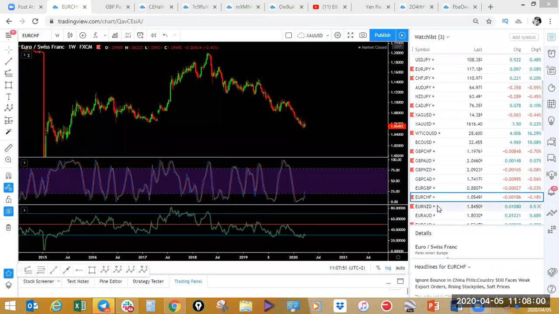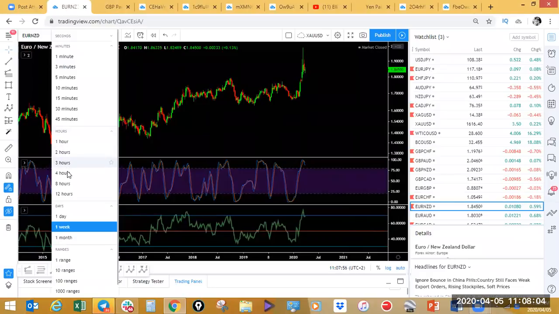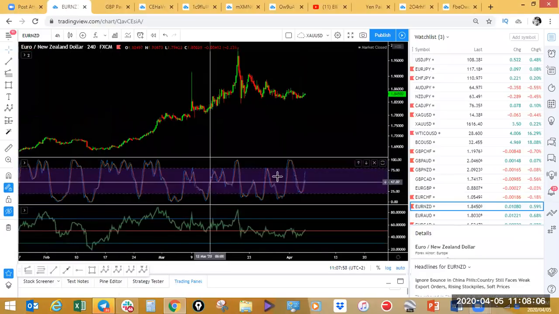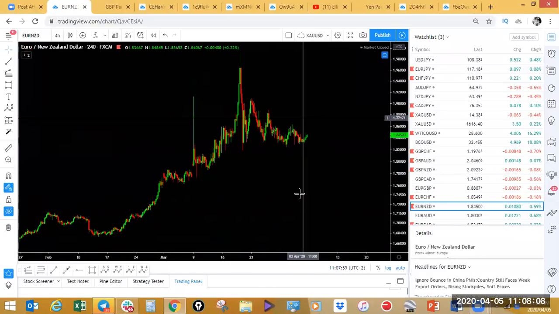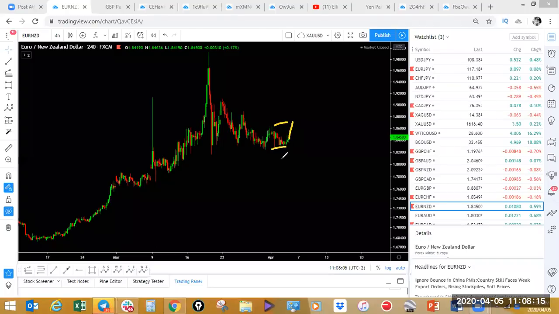New Zealand. Let's go to the lower time frame, 4 hour. So New Zealand on the 4 hour, we're still sideways. Expect this move here, or even higher than that. Then we get this 2-wave structure there.